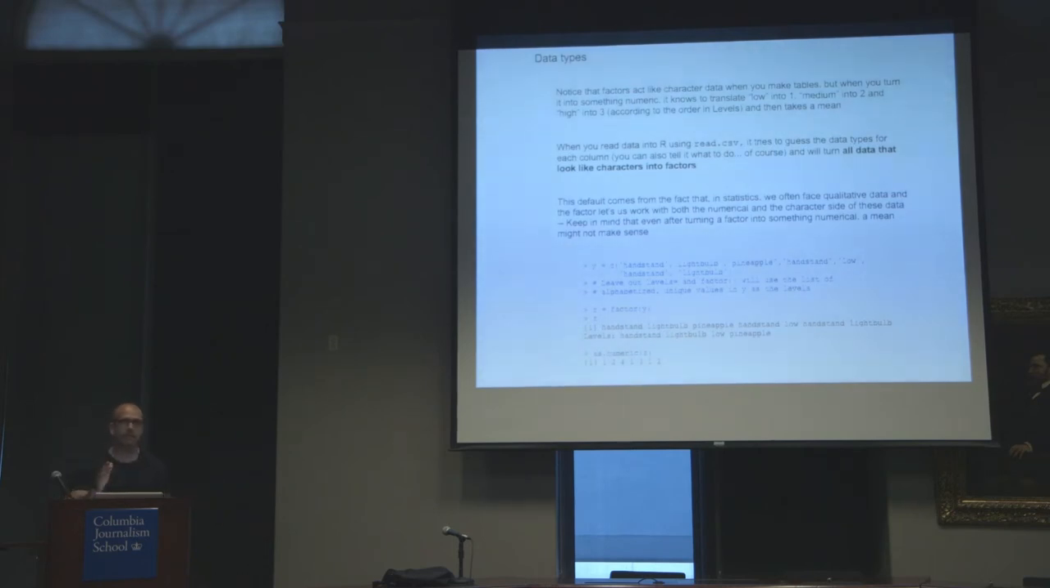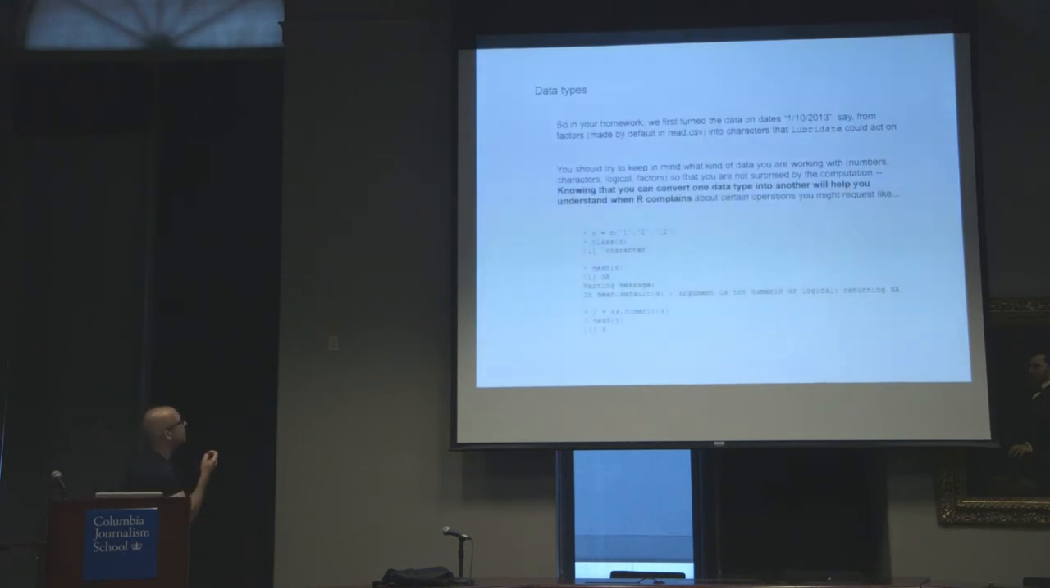Is that clear? So with character, numeric, logical, and factors, you have sort of all the basic data types that R knows about. Okay, those are the built-in ones. And then later, you can add new packages that give you access to space and time.